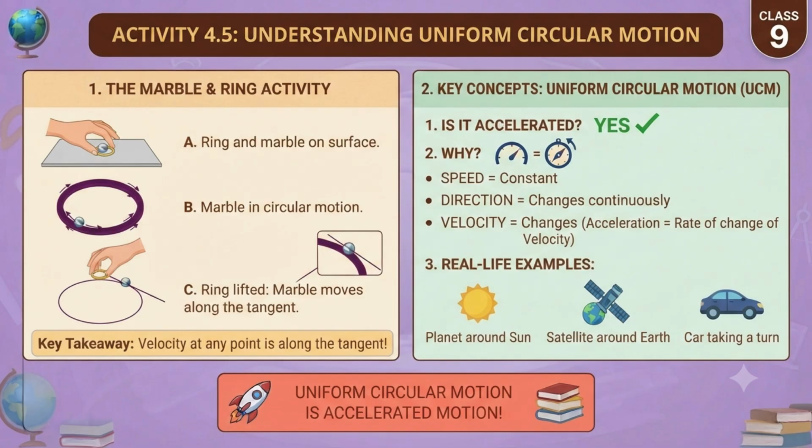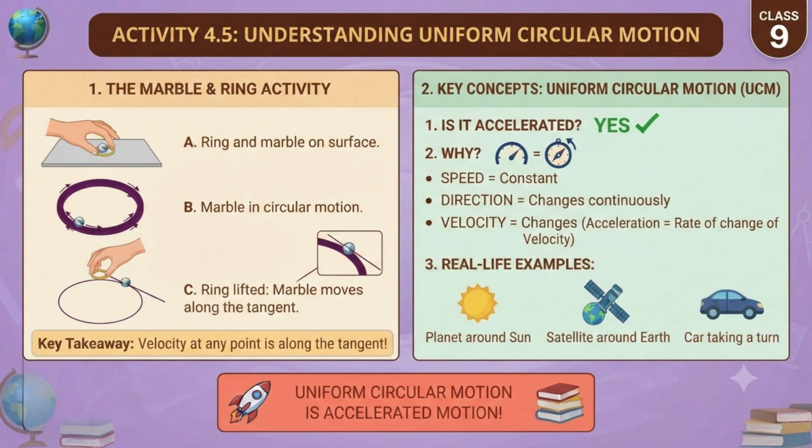You'll notice something interesting. The marble does not continue moving in a circular path. Instead, it immediately moves in a straight line. But why does this happen? The ring was forcing the marble to move in a circular path. As soon as the ring is removed, that force is no longer present. So, the marble continues moving in the same direction in which it was traveling at that exact instant.